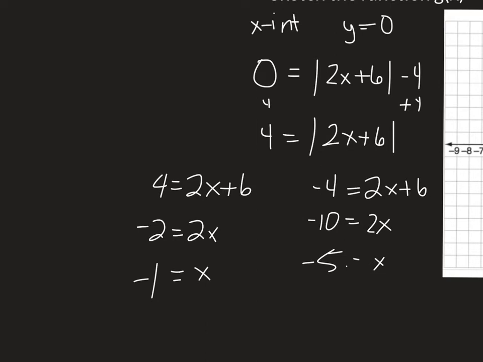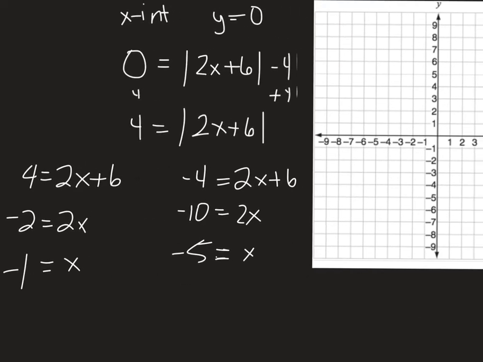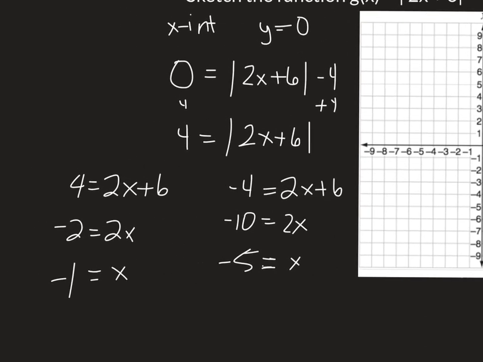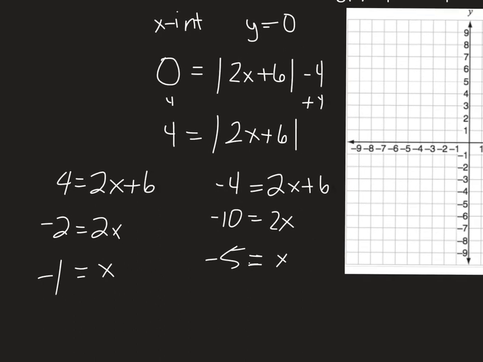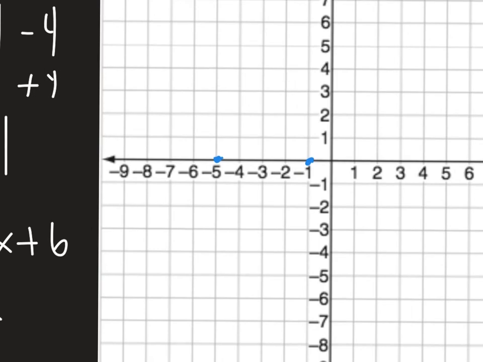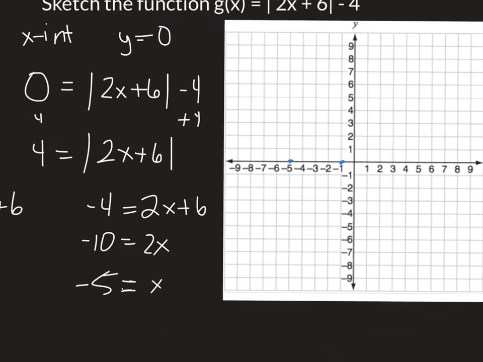And we find out that x equals negative 1 and x equals negative 5 are the solutions to this equation. So that's where this graph crosses your x-axis, when y is 0. So we can come over here and put dots where x is negative 5 and x is negative 1. Okay, so those are your x-intercepts, where y is 0: negative 1 and negative 5.